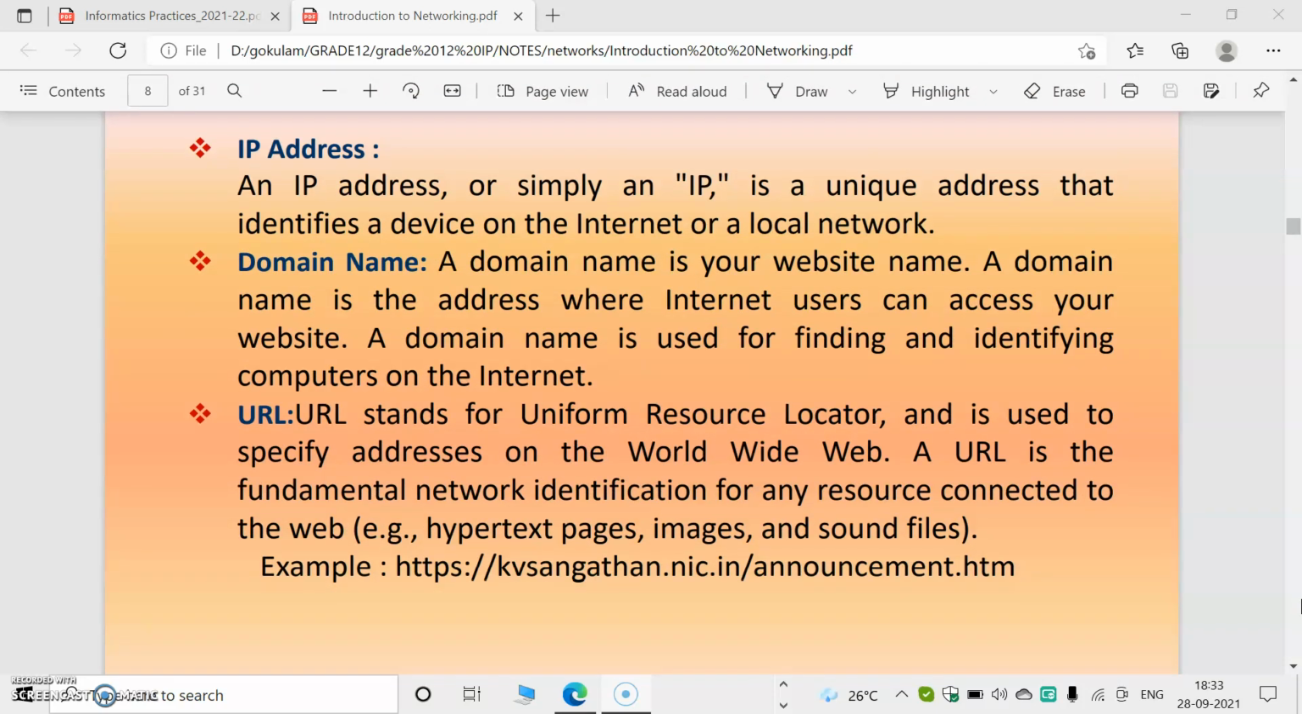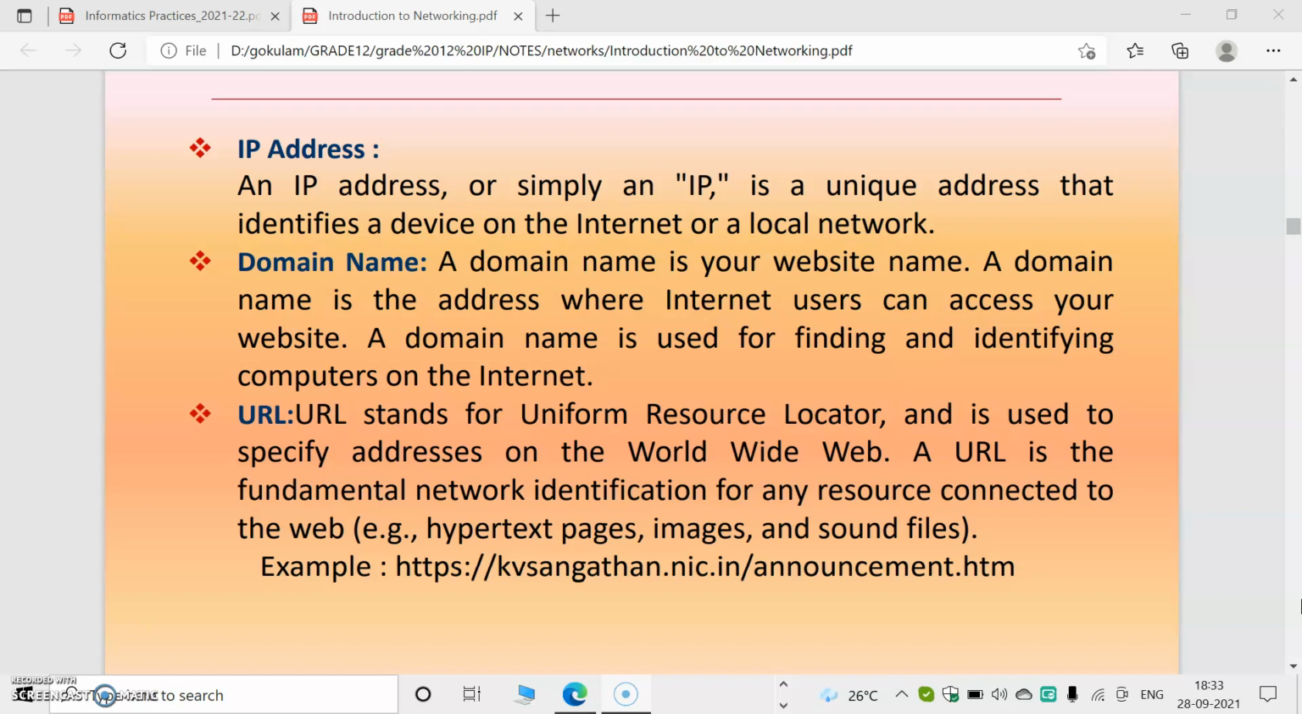Next is the IP address. It is a unique address. On the internet we are using many computers, so we have to identify the different computers in a small network or a large network. We identify each computer by using its unique address, known as the IP address. Then the next is domain name. Domain name means the website name. We can access the website by using the domain name.